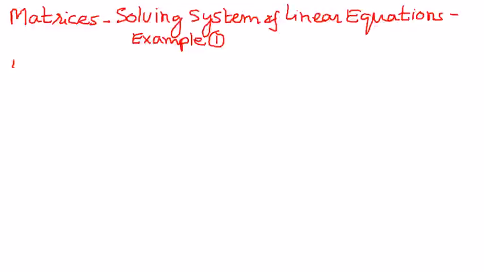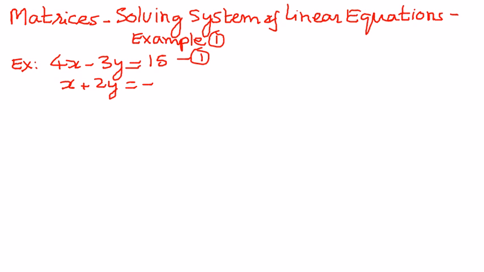We want to solve the system of linear equations, which is 4x minus 3y is equal to 15. This is equation number 1, and then x plus 2y is equal to -1. This is equation number 2. So the steps we want to follow here are as follows.